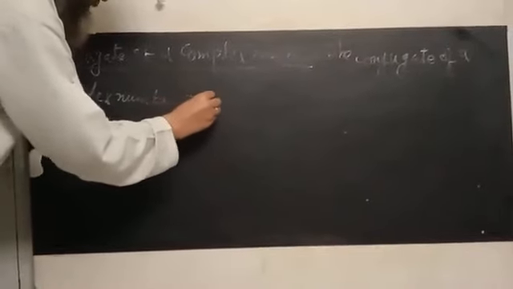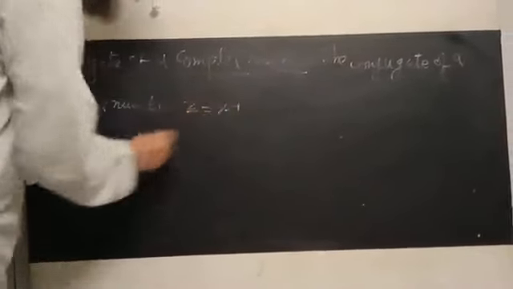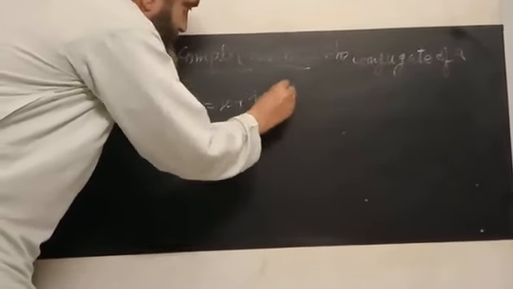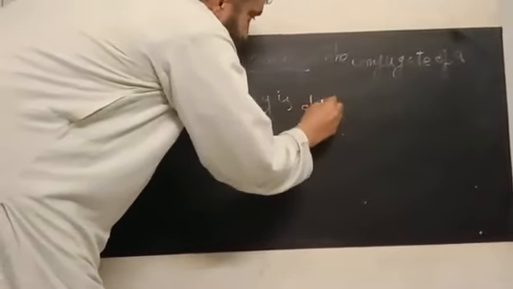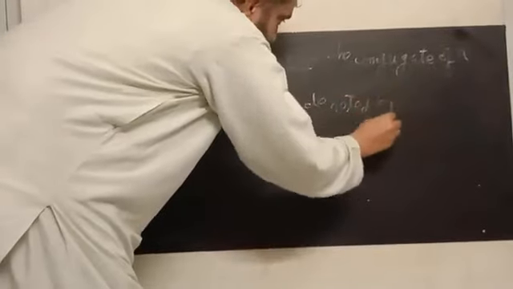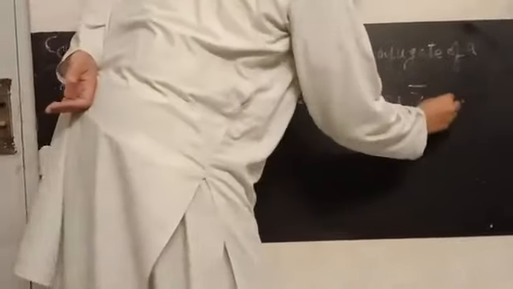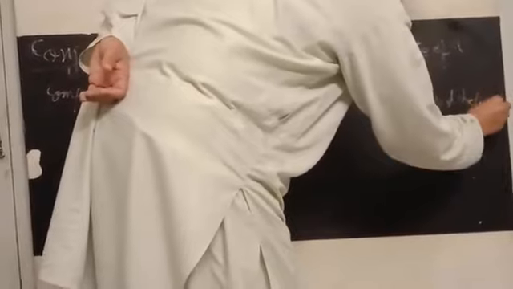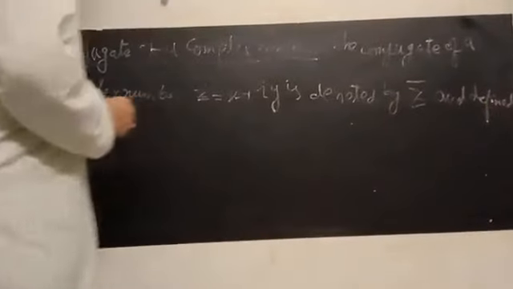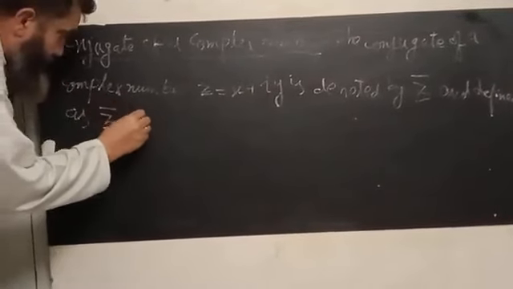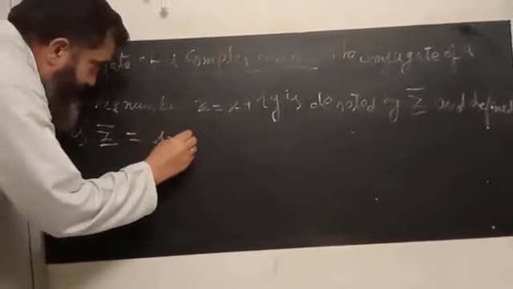z is equal to x plus iota y is denoted by z bar and defined as z bar equal to x minus iota y.